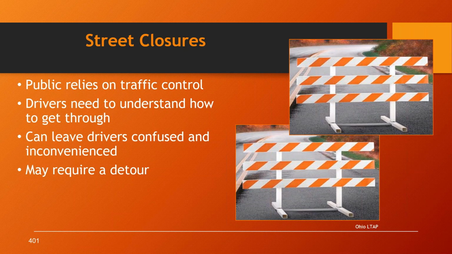So street closures, a little bit about them. The public relies on the proper traffic control when we close a street down, and they need to understand how to get to where they're going with that street closed. They need guidance for this. We don't want to leave drivers confused or inconvenienced. And sometimes we need to set up a detour when we close a street. Sometimes it's not obvious how they can get from point A to point B with that particular street closed.